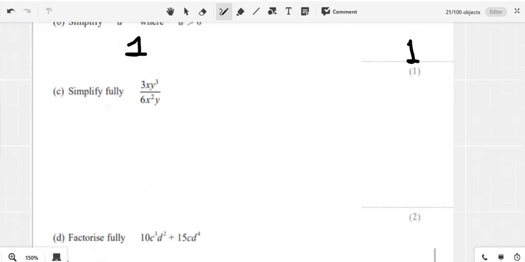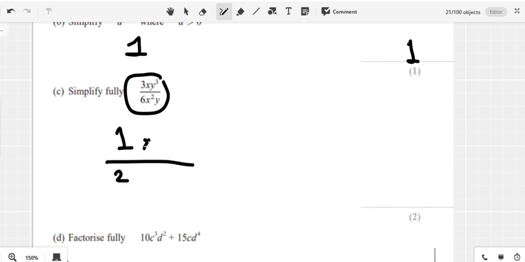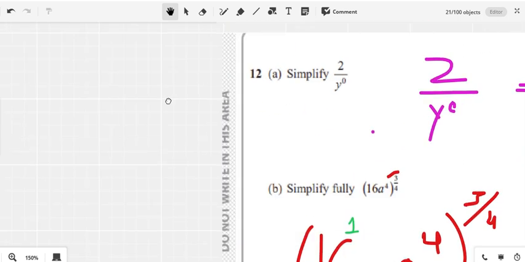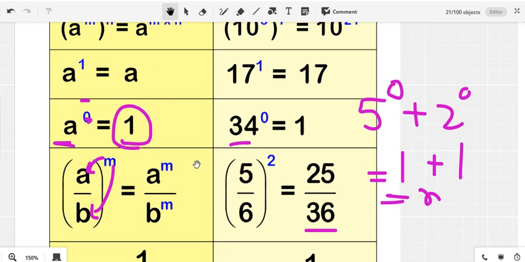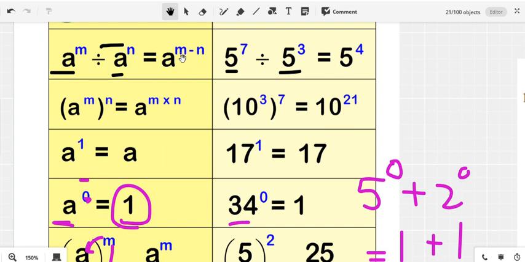In this question, they are saying simplify fully 3xy cubed over 3x squared. If I look at this question, 3 and 6 are both divisible by 3. 3 times 1 is 3, 3 times 2 is 6. So I will write xy cubed and then x squared and then y. That equals, x squared and x, they are dividing. So if we go back again to the top, in this rule, if it's dividing, you subtract the powers. If it's dividing, you subtract the powers.